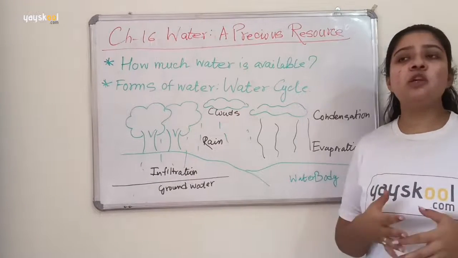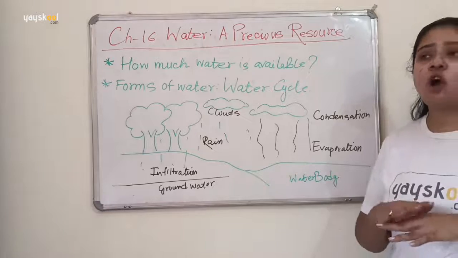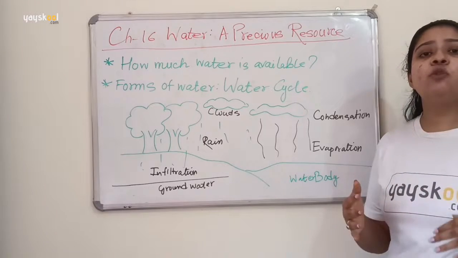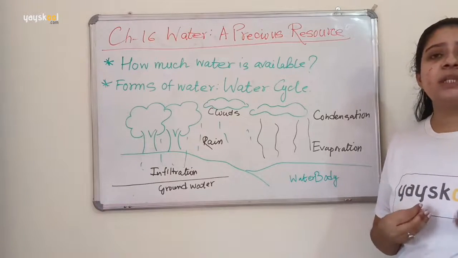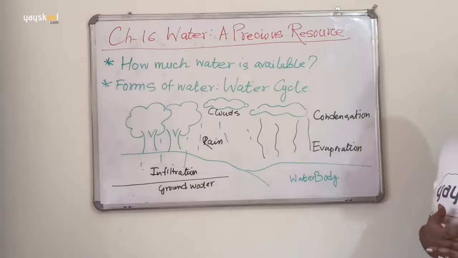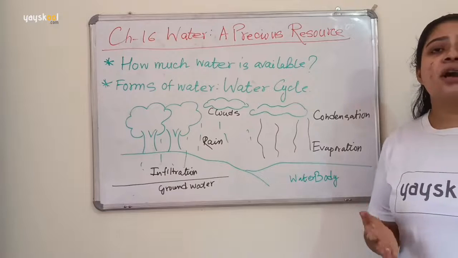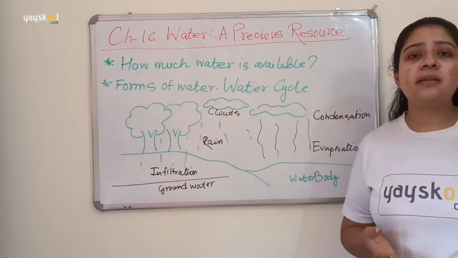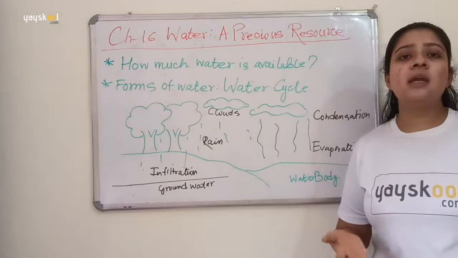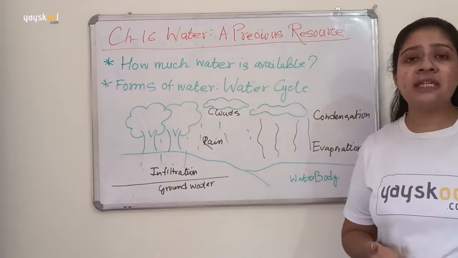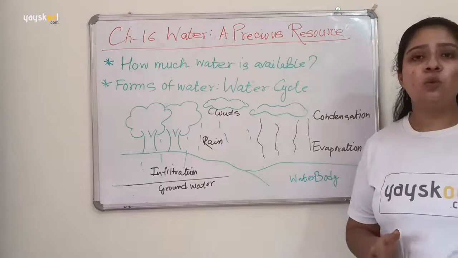We know that we have a lot of oceans and seas and we have a lot of water in them. Actually, most of the surface of the earth is covered with water. Still, we have very less amount of water that we can actually use. Why? Because that salty water is actually not usable for our purpose. Okay, we cannot drink it, we cannot use it for any work.